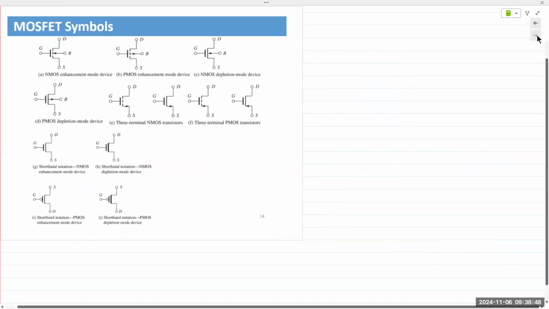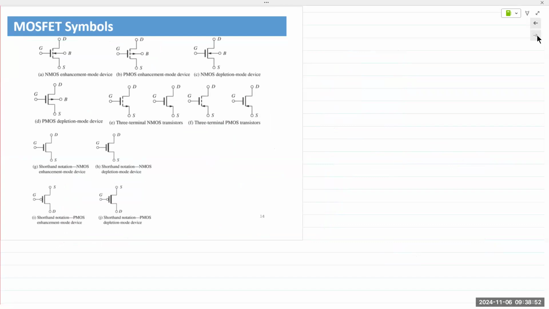Okay, so there are several different kinds of symbols for MOSFETs. I always like to tell students to focus on the 4. Okay, so what have we looked at? We have studied N-channel MOSFETs or NMOS transistors. And because a voltage must be applied to create or enhance the channel, we call these enhancement mode devices.